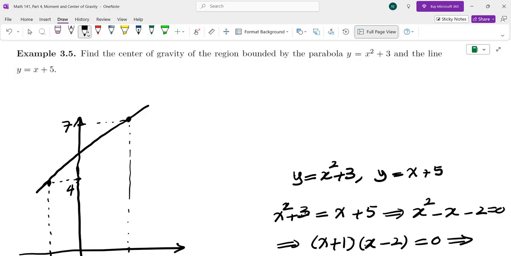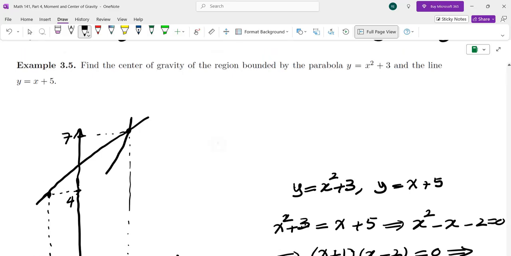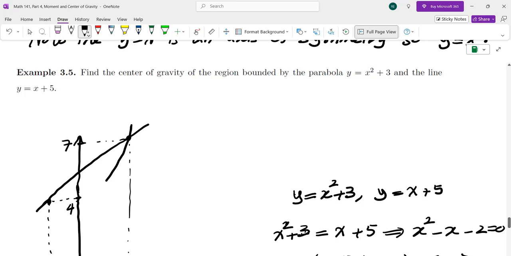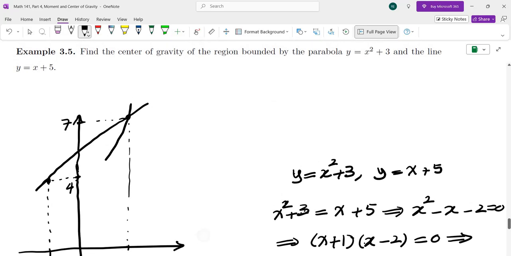The other one is a parabola, so it looks like this. And the vertex is at 0, 3. So it looks like this. So it is 3 here. So that is our region. So the region looks like this.